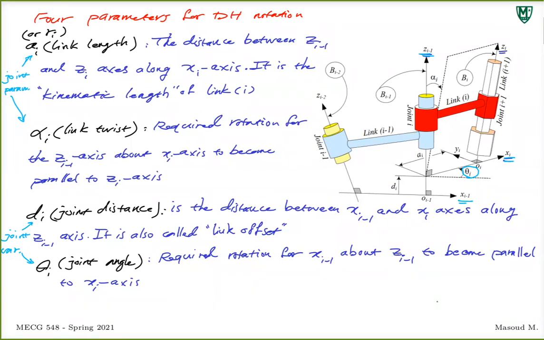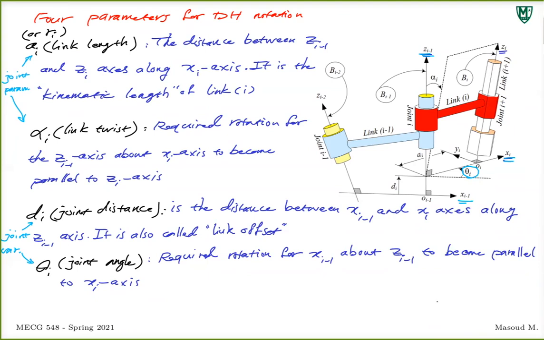We also refer to it as kinematic length, not that frequently, but sometimes you see that. Alpha i is the required rotation for z i minus 1 to get to z i. You can identify these on a figure I put there. z i minus 1 has to go through this rotation to get to z i, and this rotation happens about the x i axis. And remember, i minus 1 can just be replaced by numbers. i can be 1, 2, 3, 4, depending on where you are on your serial link manipulator.